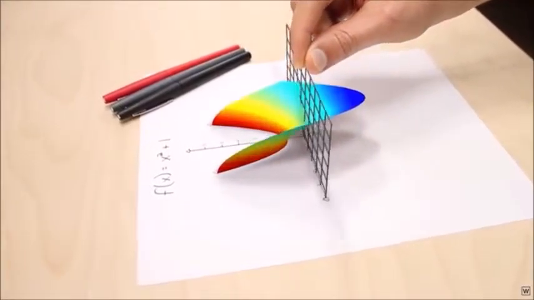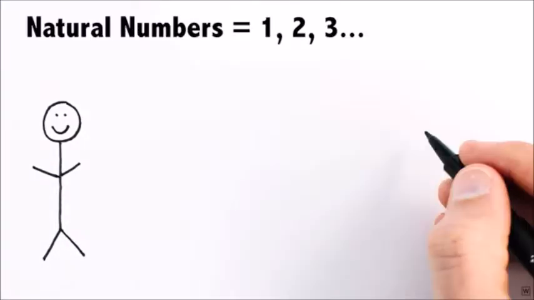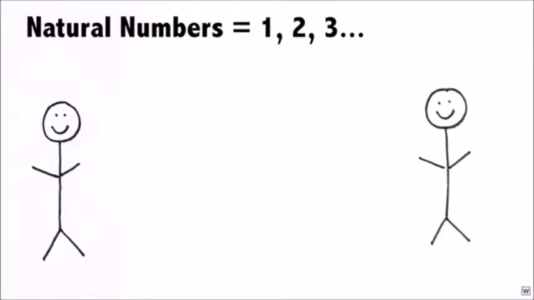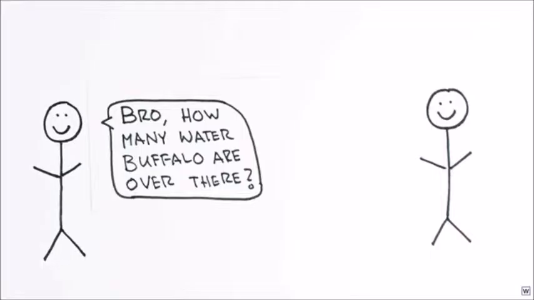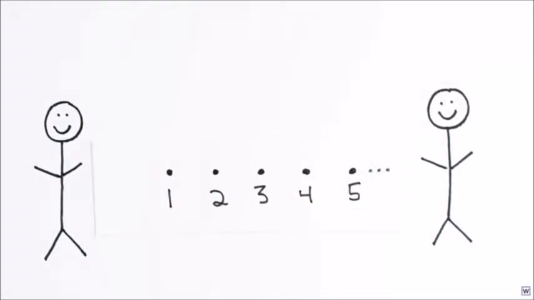a little more time thinking about numbers themselves. Early humans really only had use for the natural numbers, that is 1, 2, 3, and so on. This makes sense because of how numbers were used. So to early humans, the number line would have just been a series of dots.